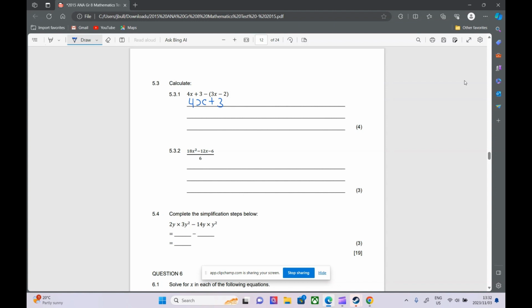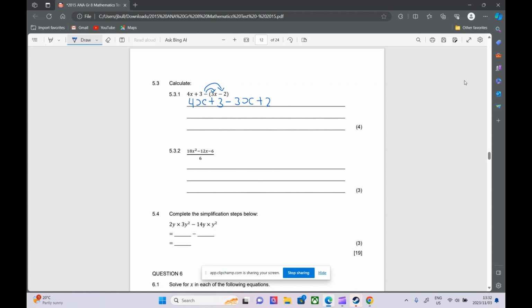Let's get rid of this bracket first. So when we've got a minus like this in front of the bracket, it means we're actually timesing everything in the bracket by minus 1. So we're going to go minus 1 times 3x is minus 3x. And then this is the part people often forget. Okay, so we do it to the first term, we have to do it to the second term as well. Minus 1 times minus 2 is going to be positive 2 because a minus and a minus makes a positive.